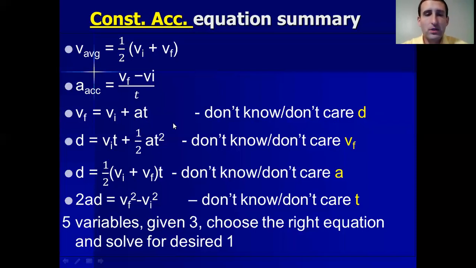This is the idea of algebra. We have to either know what the variable is equal to, or that variable has to be the one thing we're solving for. In a single equation circumstance, we are only allowed one unknown, and that has to be what we're trying to solve for in the problem. So stuff we don't know and don't care about, we don't want it to be involved in the problem at all. If we don't know or care about d, this is our choice. If we don't know or care about final velocity, this is our choice. If we don't know or care about acceleration, this is our choice. And if we don't know or care about time, this is our choice.